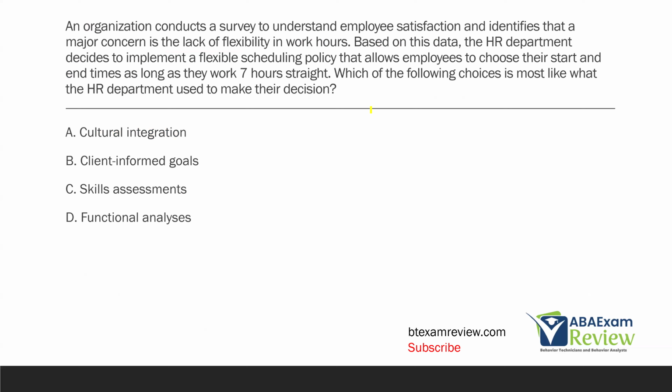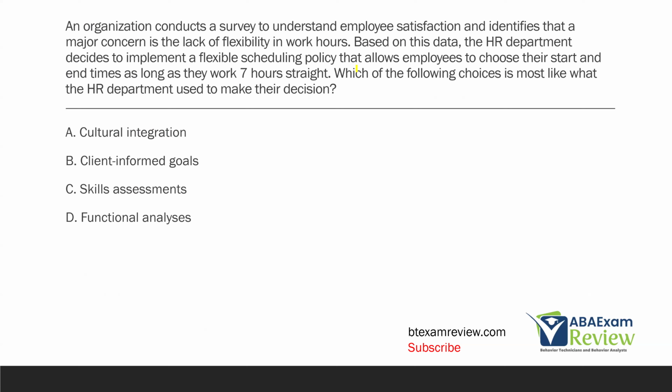An organization conducts a survey to understand employee satisfaction and identifies that a major concern is the lack of flexibility in work hours. Based on this data, the HR department decides to implement a flexible scheduling policy that allows employees to choose their start and end times as long as they work 7 hours straight. Which of the following choices is most like what the HR department used to make their decision?